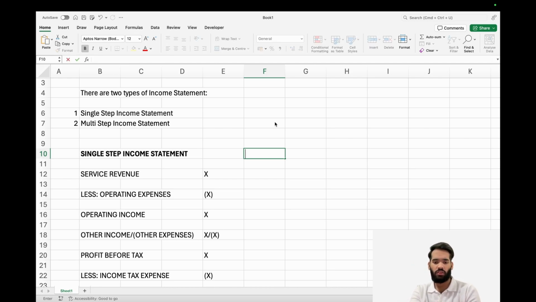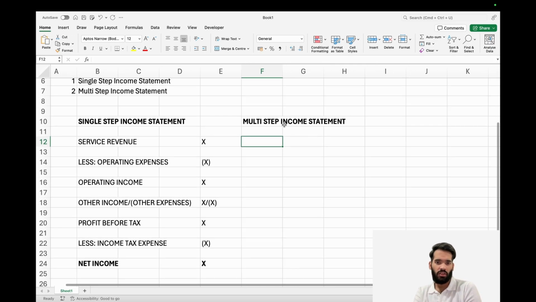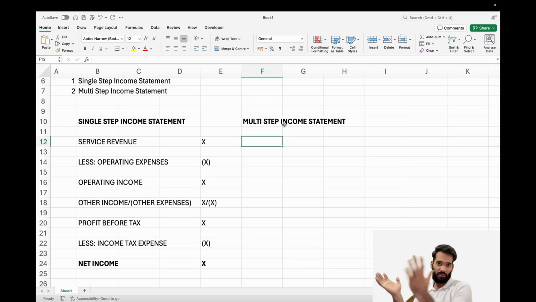So now let's talk about the multi-step income statement. There you go. Now here, like we said, assuming you have a sales business, that's when you need this, or you have a sales and service business together, then you still need the multi-step. So the format goes something like this.